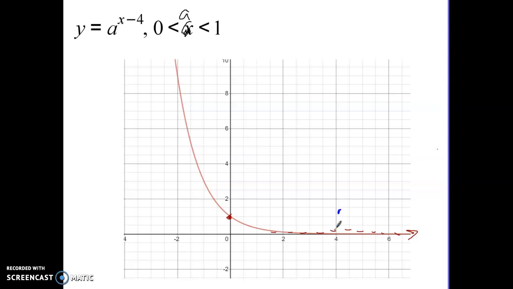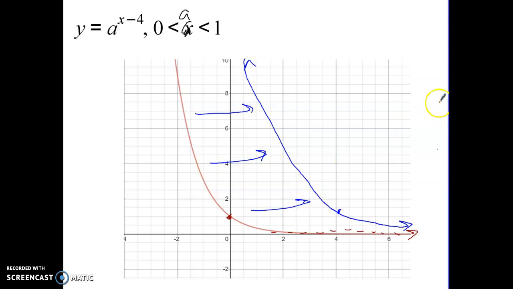So I'm going to take this same shape. I'm going to start way up here. I'm going to come down through my anchor point and then start getting close to my asymptote over there on the right-hand side. So where you can see it's very close to the asymptote over here, now it's not going to get very close until over here. Everything has shifted 4 places to the right as I move across my graph.